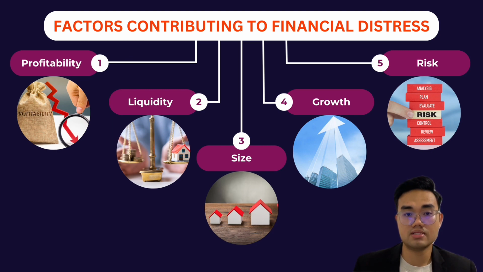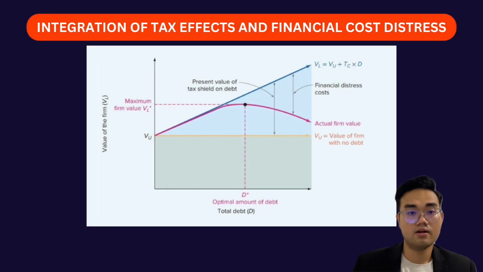Firms with high business risks are less capable of sustaining financial risk and thus use less debt. Lower debt levels imply lower financial distress. Empirical studies have shown a negative relationship between risk and debt ratio. Therefore, there is a negative relationship between financial distress and risk. Moving on to the integration of tax effects and financial distress cost.